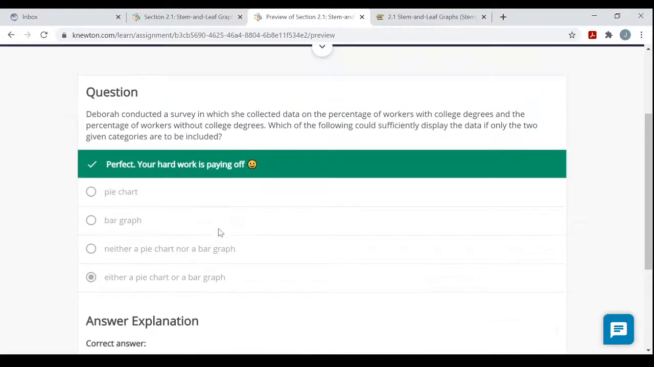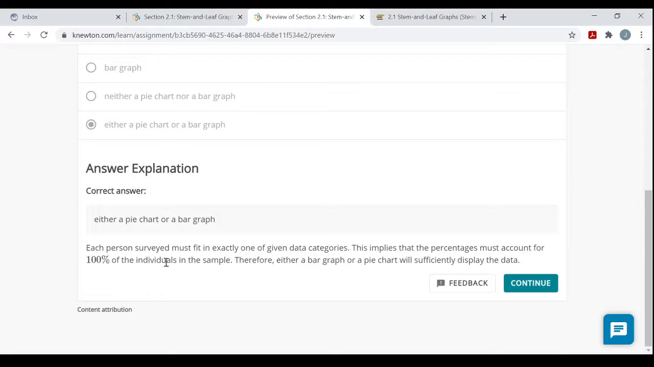You could use a pie chart too, because either you have a college degree, or you don't. So all the percentages will add up to 100%, and they mention that here. This implies the percentages must account for 100% of the individuals in the sample. If percentages don't add up to 100, then a pie chart wouldn't be appropriate.